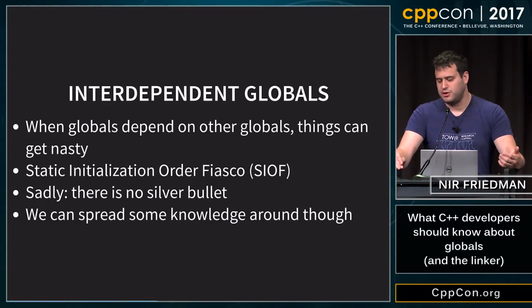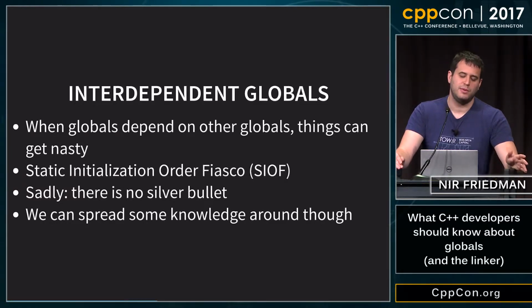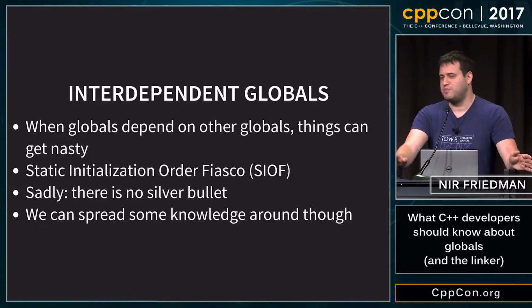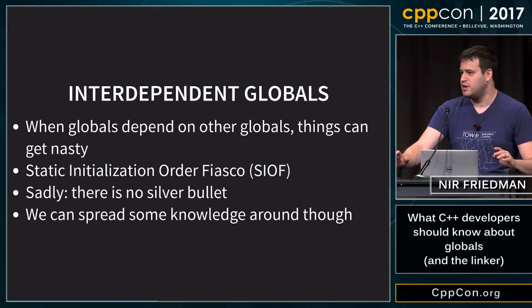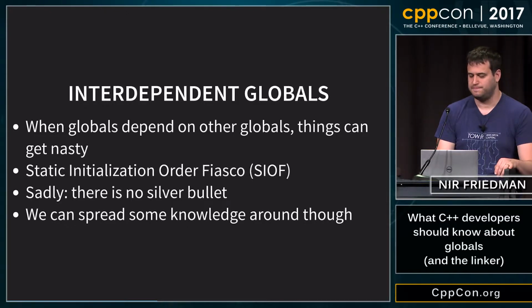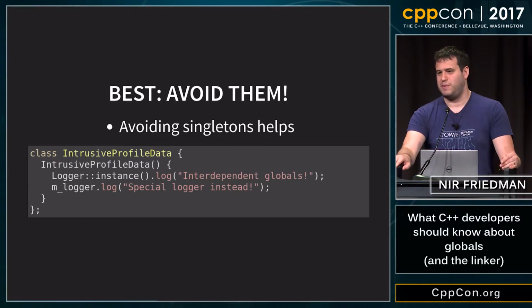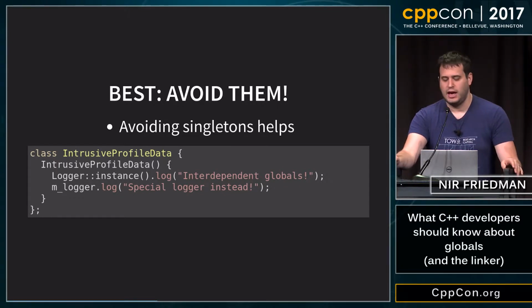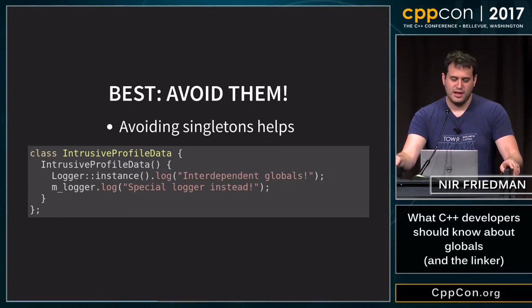Unfortunately, there is no silver bullet to this that I know of. But what I'm going to do is basically point out a few pitfalls and alternatives. And if you keep the number of globals in your application small to start with, then applying these judiciously should probably help you avoid most SIOF problems. OK, so the best thing to do is to just not have interdependent globals as much as possible. And earlier in the talk, I mentioned singletons versus globals, and I said singletons are even worse than globals.